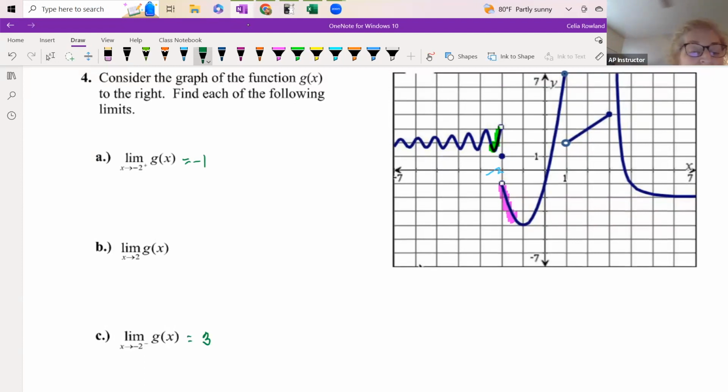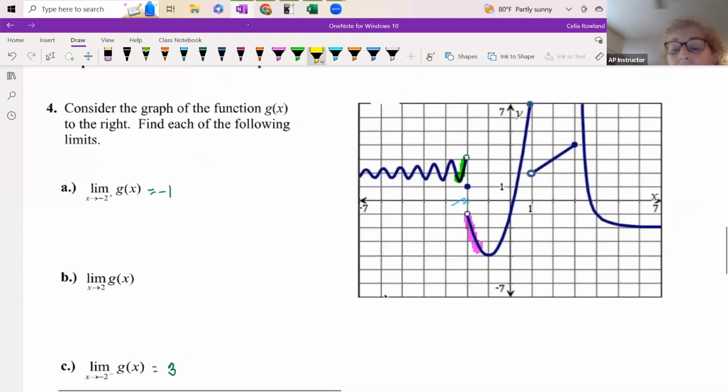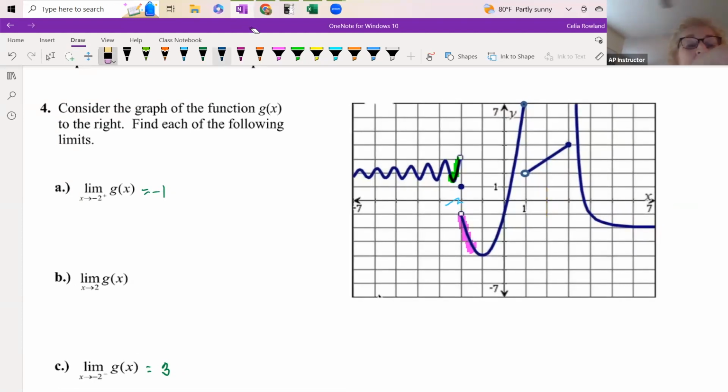So B is there to throw you off. B did not ask what the limit is as x goes to -2. It says, what is the limit as x is going to 2? And what I can see is here's 2 right here on the graph. And so I noticed that the limit from the left and the limit from the right are both going to 3.